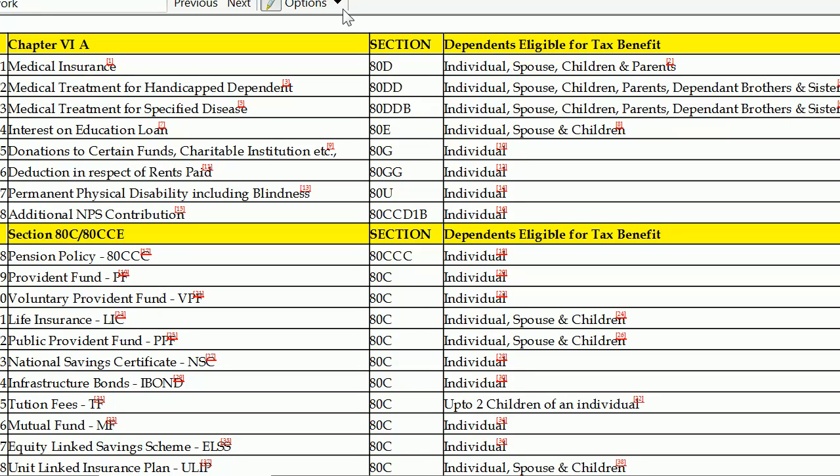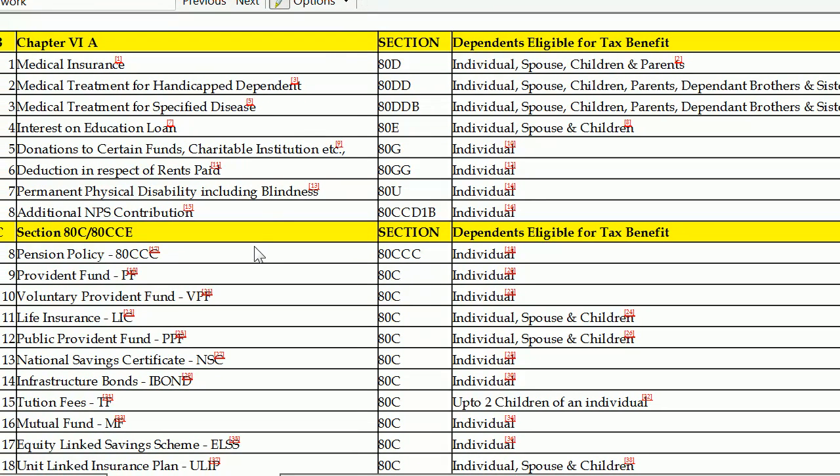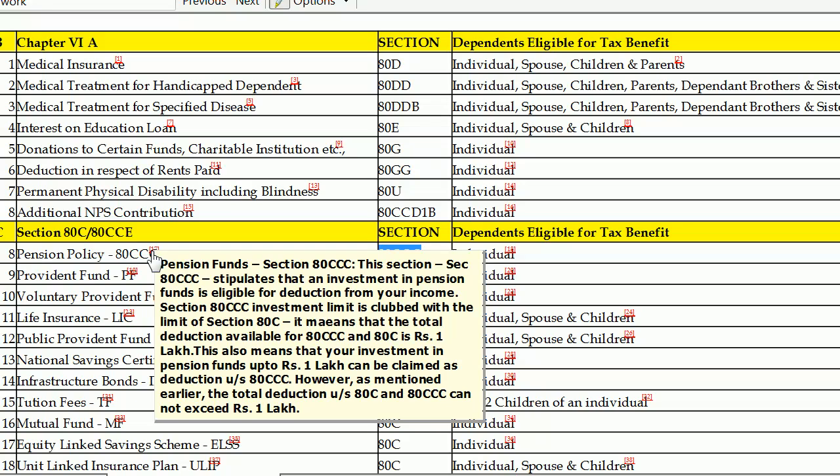Coming to the next section, we can see the pension policy, 80CCC. 80CCC is for pension funds. This section stipulates that an investment in pension funds is eligible for deduction from your income. The Section 80CCC investment limit is clubbed with the limit of Section 80C.